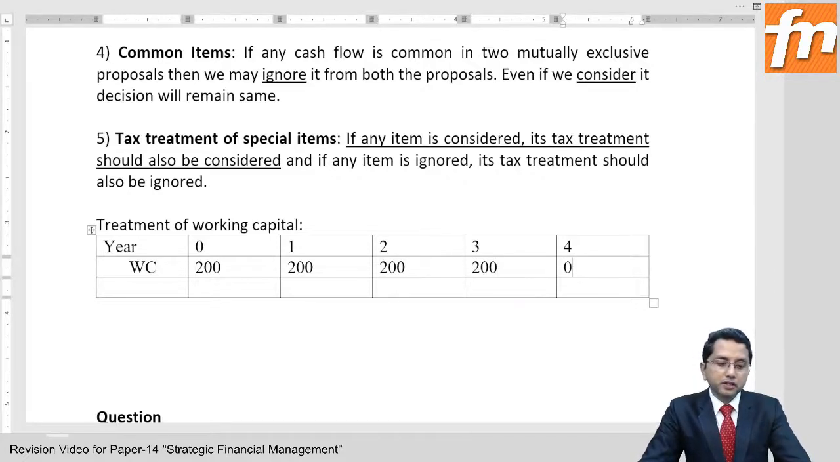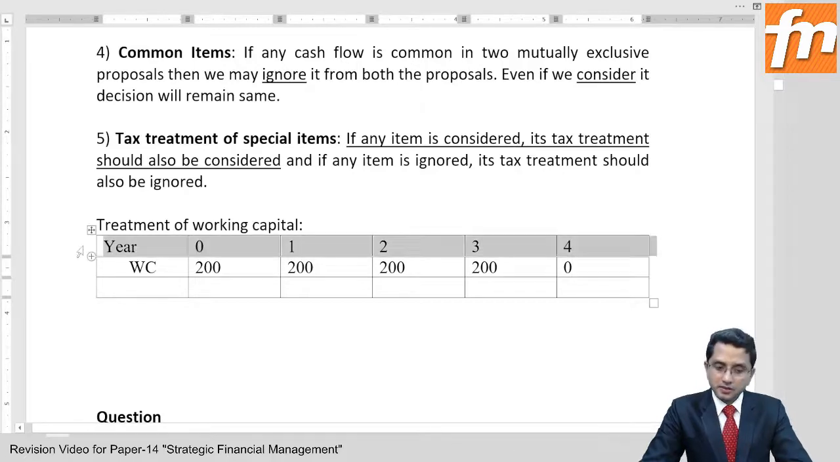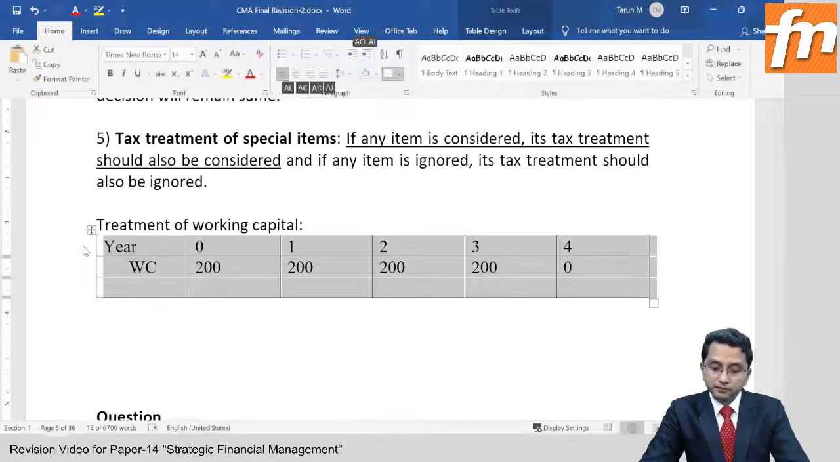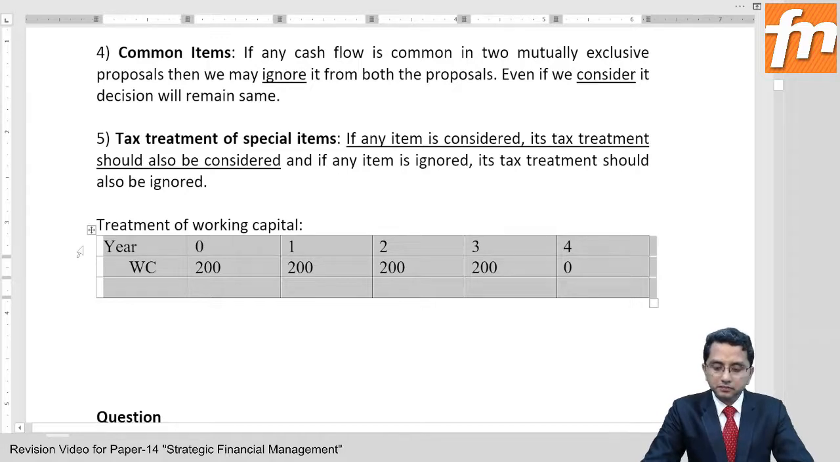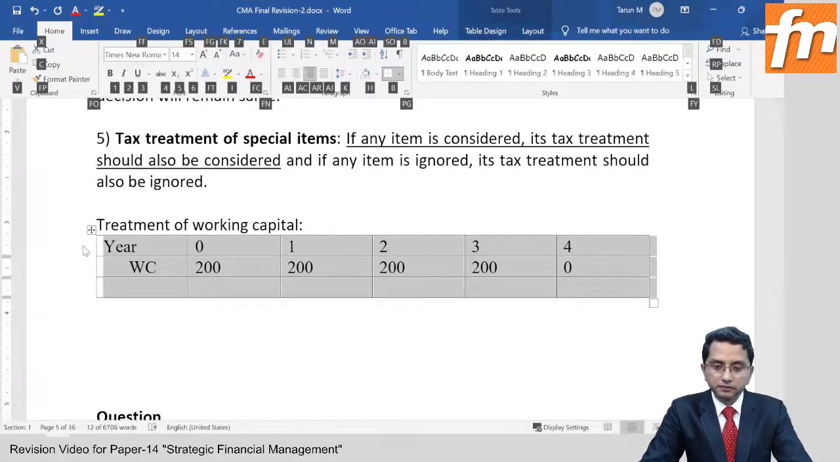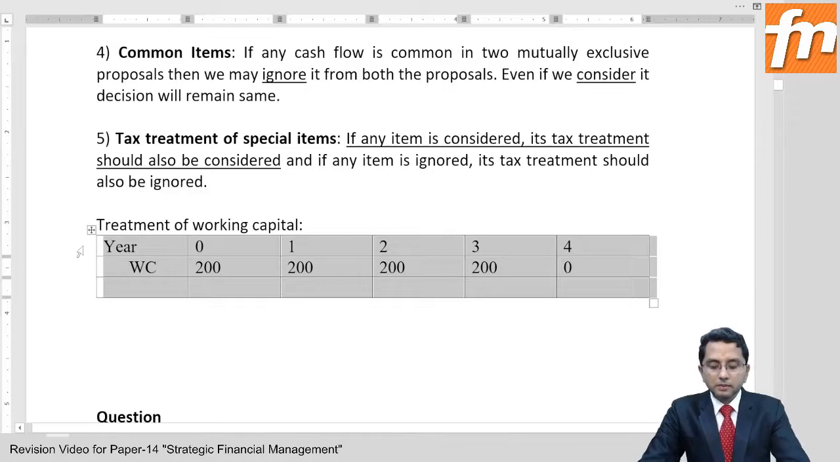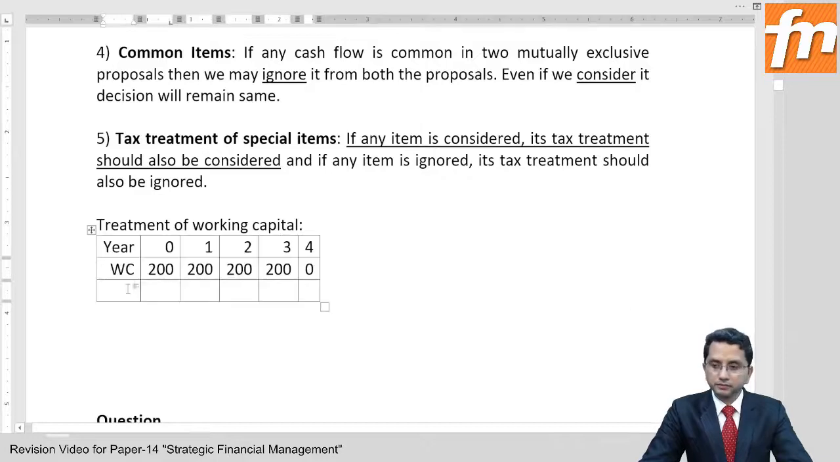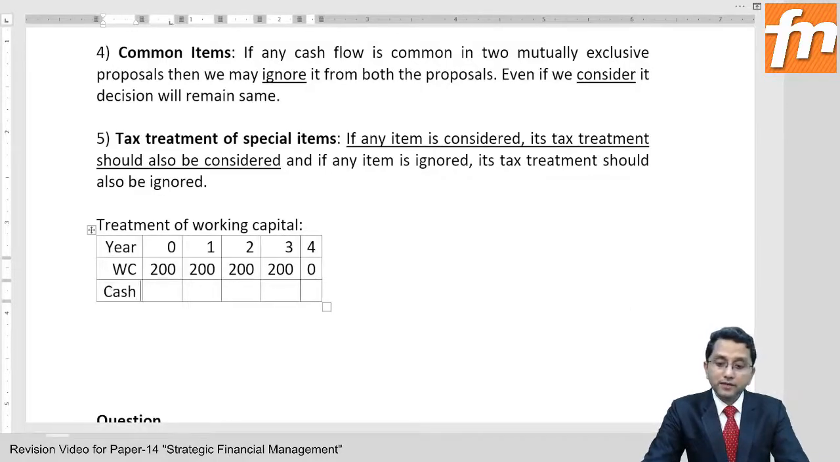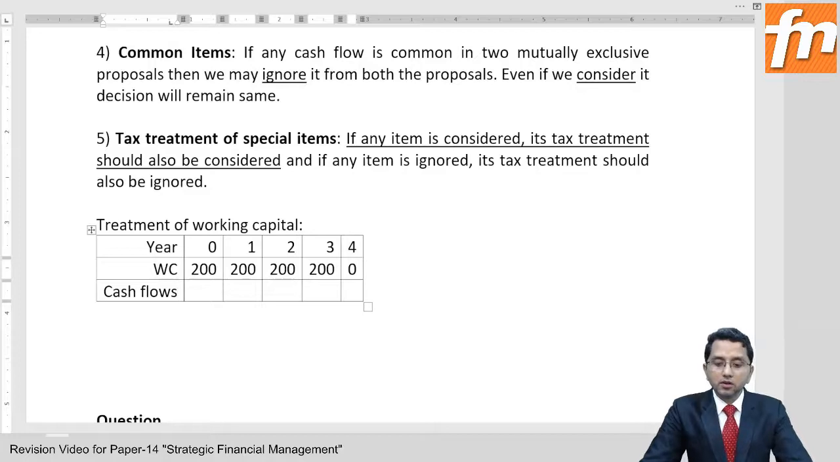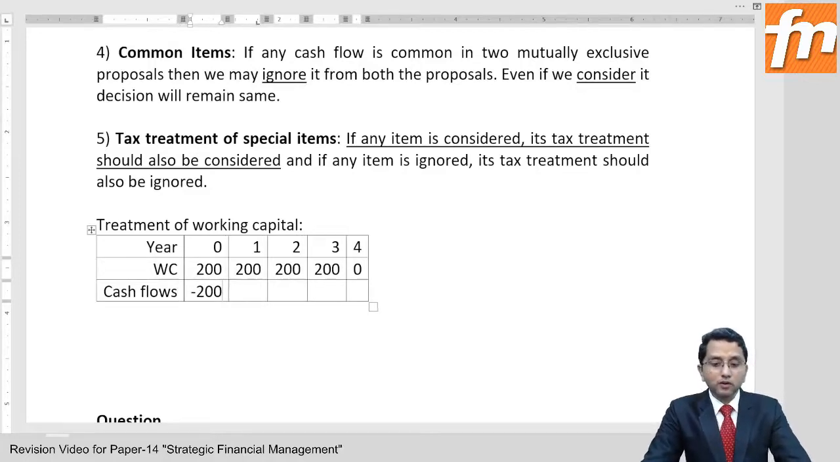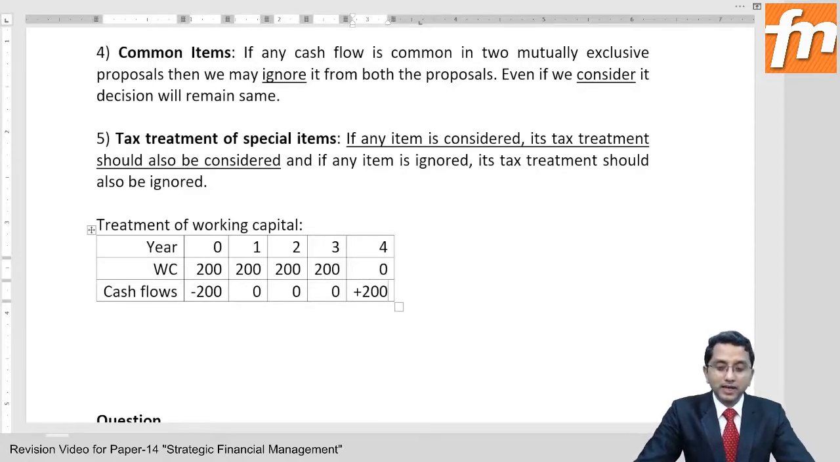And at the end of fourth year, you shut down the business. So ultimately, the working capital level becomes 0. So now cash flows caused by working capital is like outflow of 200 and the level of working capital is maintained, so no other cash flow is needed. And then finally inflow of 200 lakhs.